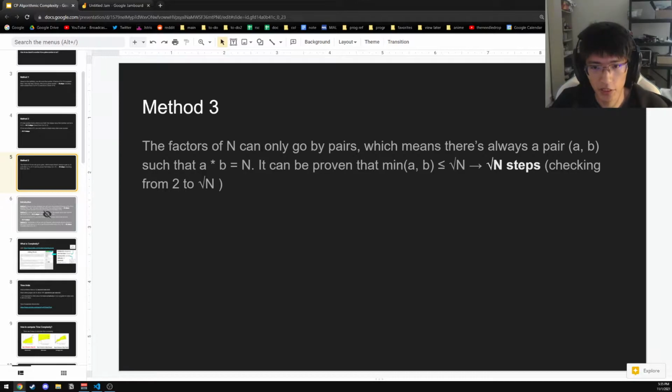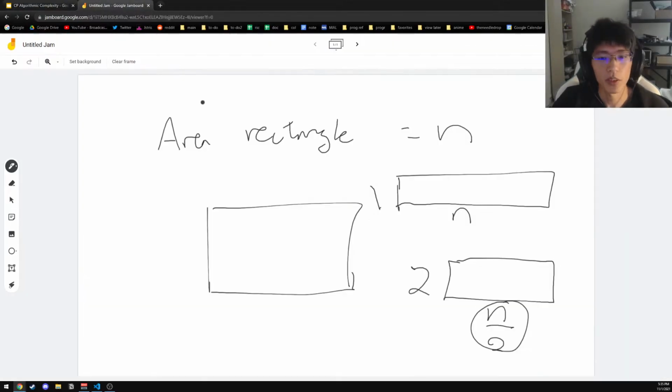The factors of n only come in pairs, which means there's always a pair a, b such that a times b equals n. It can be proven that the minimum of a or b is less than or equal to the square root of n. So let's think about this again. When you have 2 and root n, the smaller one is going to be 2. So when you check 2, you're also checking n over 2.